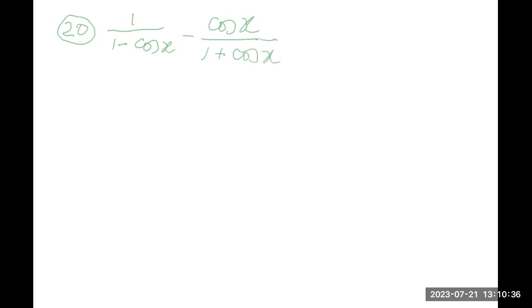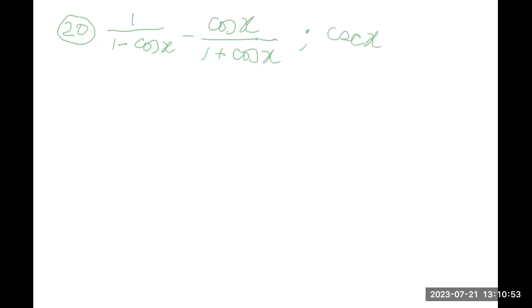Let's look at problem number 20. The expression is 1 over 1 minus cosine x minus cosine x over 1 plus cosine x. And we have to rearrange this expression so that our final answer contains no other trigonometric function than cosecant.